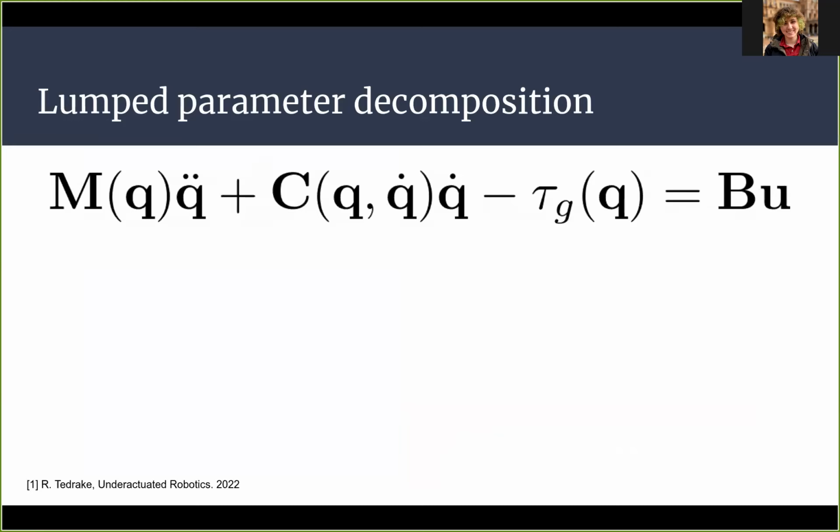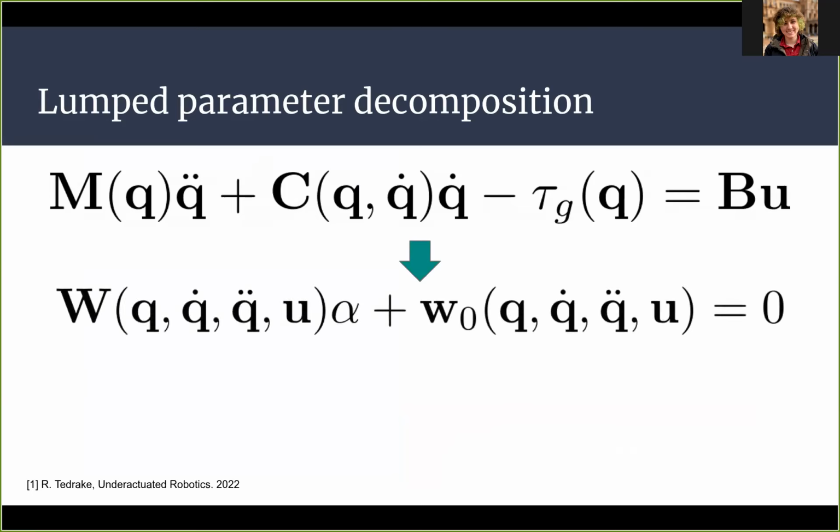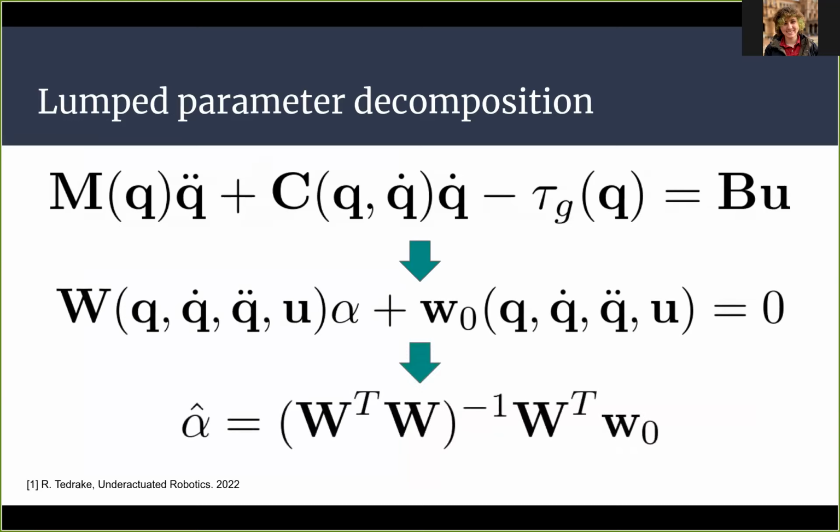We can use data collected by the robot to find these values using the lumped parameter decomposition. The equations of motion of the system have a cool property that they are affine in the lumped parameters, or linear combinations of the parameters we want to estimate. This works for the parameters of the mustard bottle too. This form allows us to use least squares to find an estimate of these parameters.